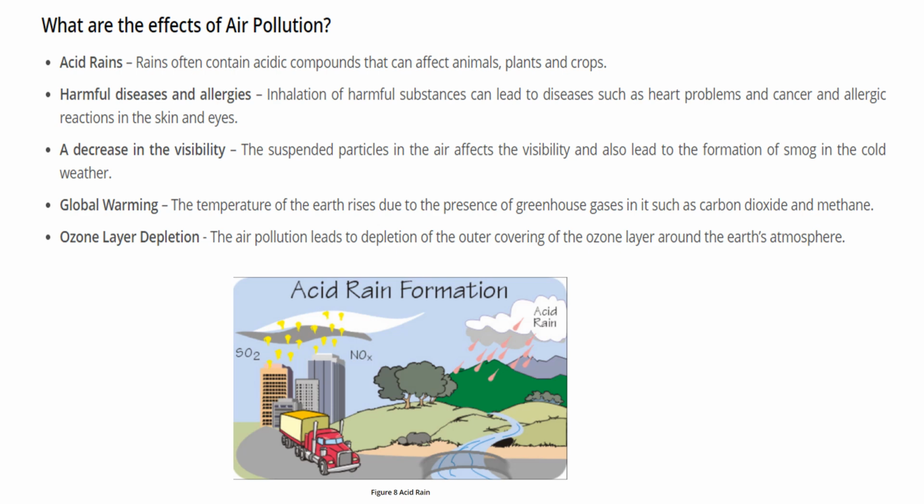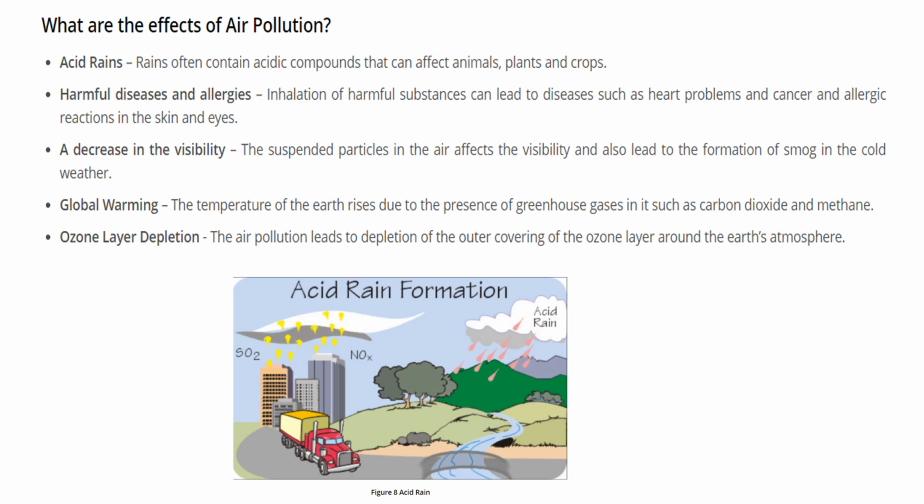So basically, the first one was the combustion of fossil fuels. We learned about the oxides of nitrogen and sulfur which are released because of the combustion of fossil fuels. So what happens is, these oxides of nitrogen and sulfur dissolve with rain water, and that will cause acid rain.